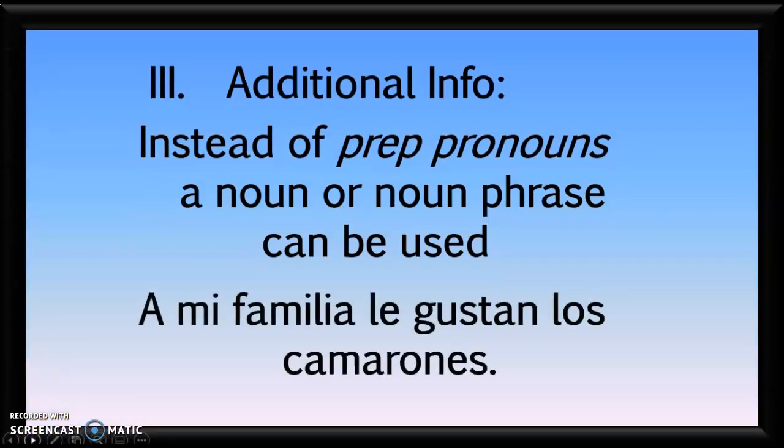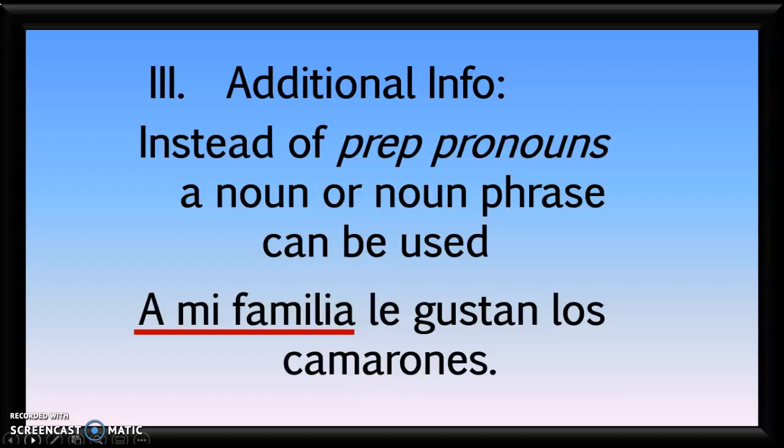Here's another example. A mi familia le gustan los camarones. A mi familia is our noun phrase. But remember that mi familia is a singular subject, even though several people are included in a family. That's why we're using le instead of les. A mi familia le gustan los camarones.